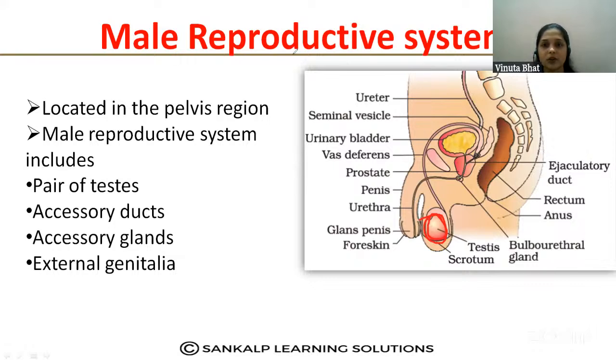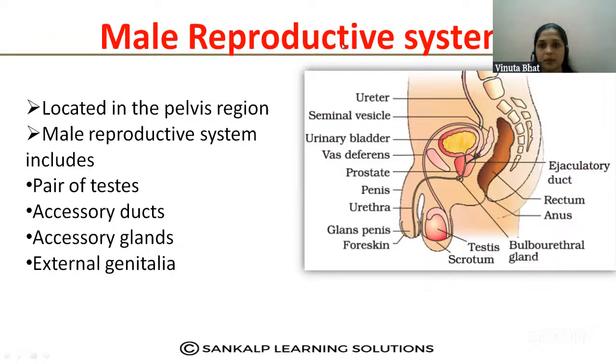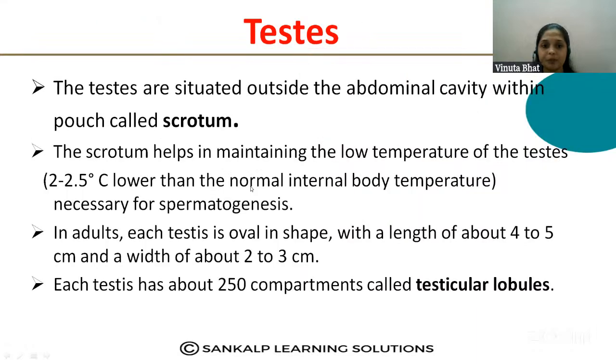Okay. What is that scrotum? Testes are the primary sex organs and they are located inside a pouch-like structure called the scrotum. What is this pouch-like structure? In this diagram, you can observe the scrotum. This is the pouch-like structure. This is the scrotum.